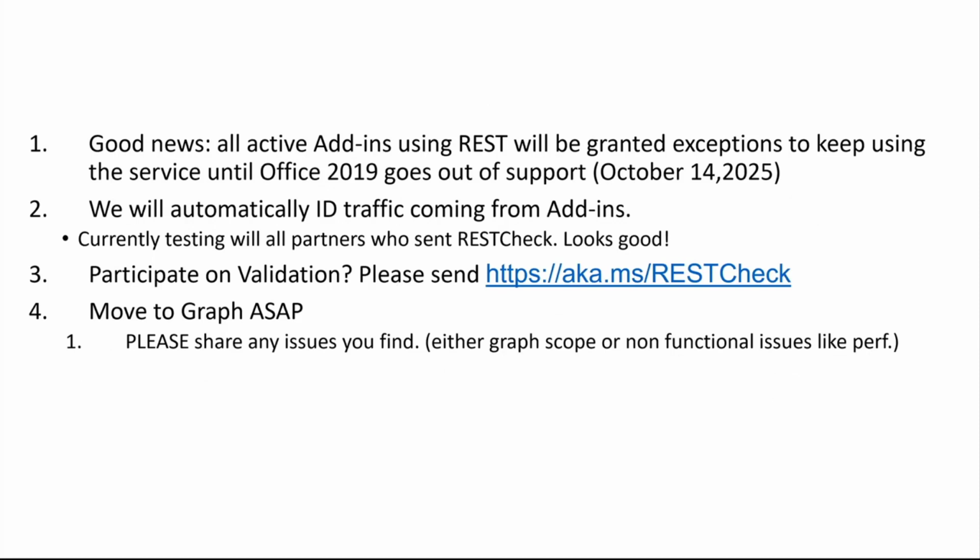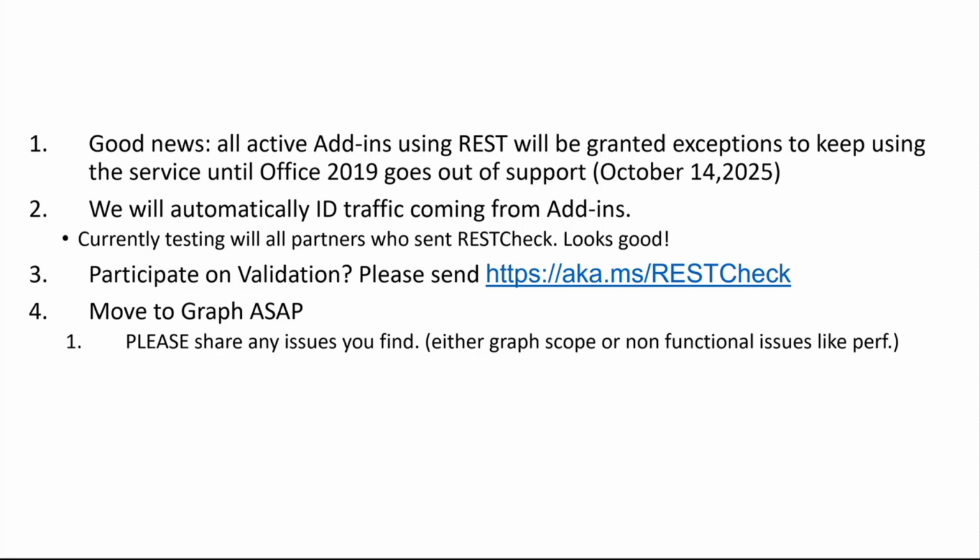We already told you months ago that we're going to be granting exceptions to add-ins because right now we don't have a good story to be moving to the Graph. That basically means that until Office 2019, when we shipped support for single sign-on. So the idea is that all Outlook add-ins using the REST API are going to be granted an exception to keep using the REST API until end of extended support of 2019, which basically means around October 14th of 2025, right?